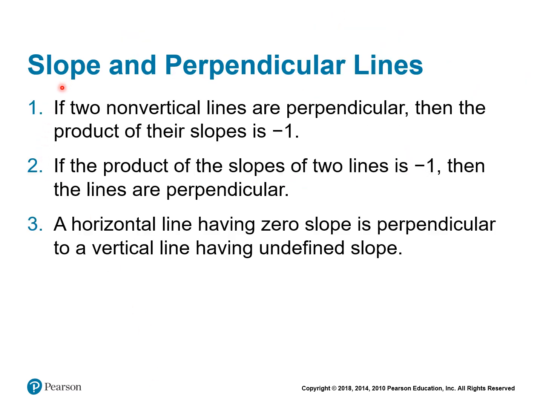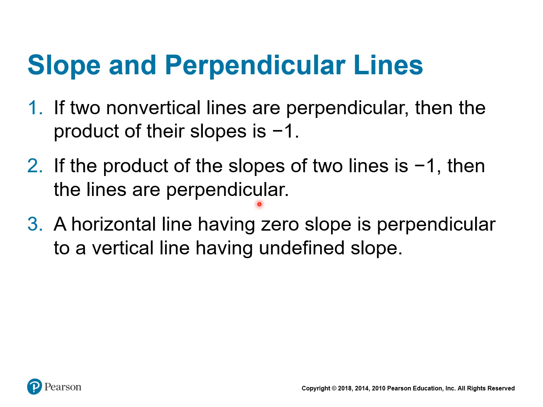Now we talk about the slope of perpendicular lines. Again, the perpendicular lines intersect each other at right angles. It says if two non-vertical lines are perpendicular, then the product of their slopes is -1. If the product of the slopes of two lines is -1, then the lines are perpendicular. And then it says a horizontal line having 0 slope is perpendicular to a vertical line having undefined slope.